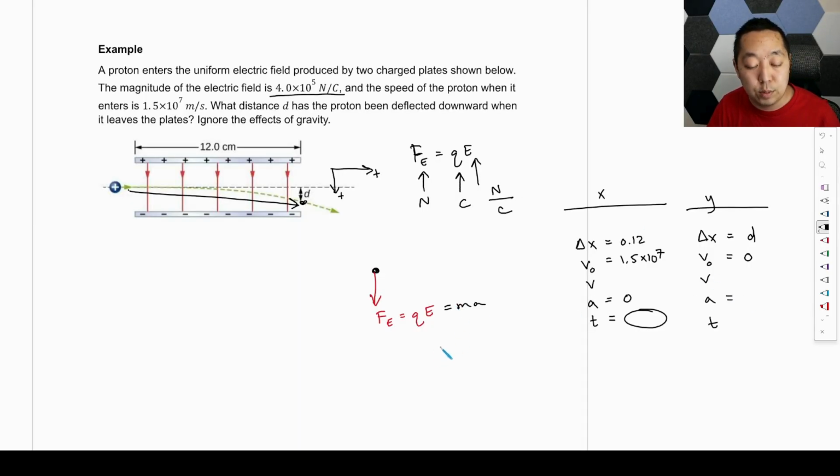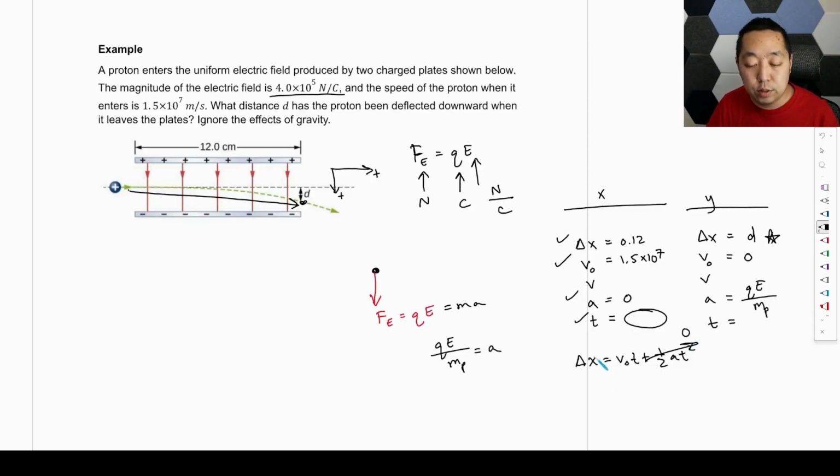Here we go. It's going to be QE over the mass of the proton. That's going to give you the acceleration. We'll plug in a number here. And I want to know this guy right here. This is what I'm looking for, and I need to know the time. But on this side, I have three pieces of information, so I can solve for the time. I'm going to use this equation because that's the one that gives me these three known quantities and one unknown.